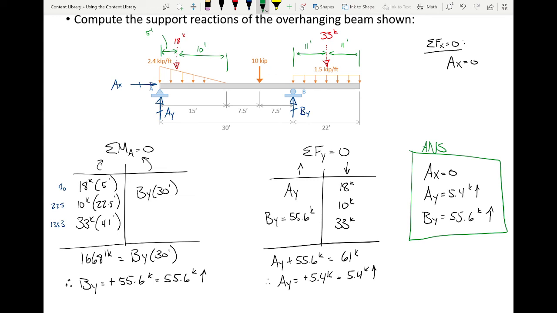And look at the values that we got here. We got a really, really tiny reaction for A and a big old reaction for B. But look at the loads, right? The loads are really concentrated on B. They're all the way over here. This 10 kip and 33 kip load are right there at B. So it makes sense that that reaction is going to be pretty big. Most of the loads are focused that way.